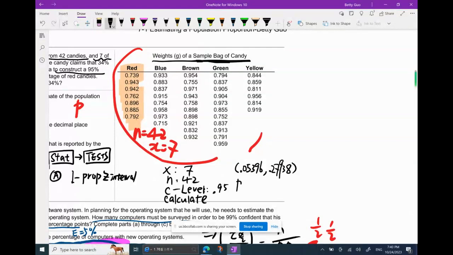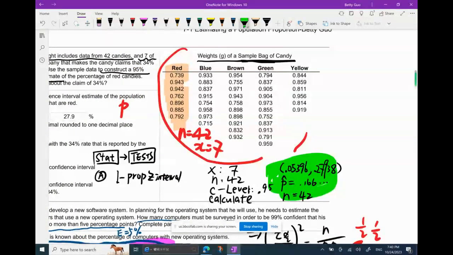27938. And I also have p hat. The sample proportion is 7 over 42. 1 over 6, of course, is around 16 or 17%. So it's 0.1666 repeating actually, and n equals 42. Let me know, do you have the same thing?